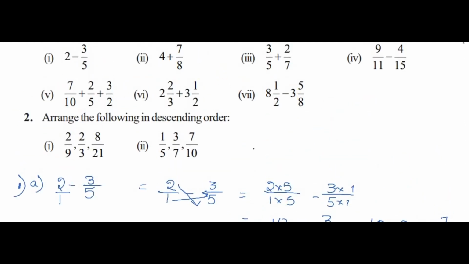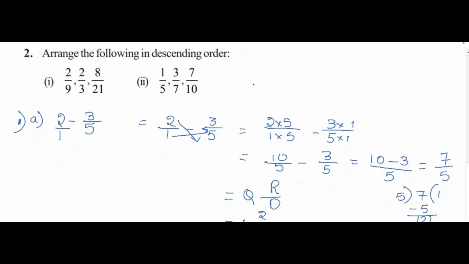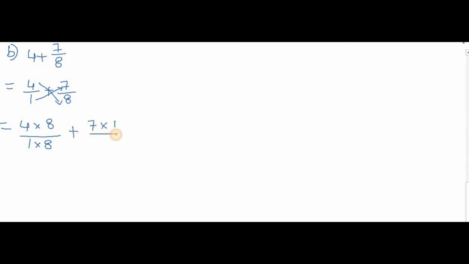4 plus 7 by 8. B1: 4 plus 7 by 8. So here also the same procedure. If the denominator is not there, we can take the denominator to be 1. And here I have only 2 fractions, so that is the reason I'll go for cross multiplication. 4 into 8 by 1 into 8. In fractions, we have a rule that whatever number you multiply with the numerator, the same thing you should do for the denominator also.